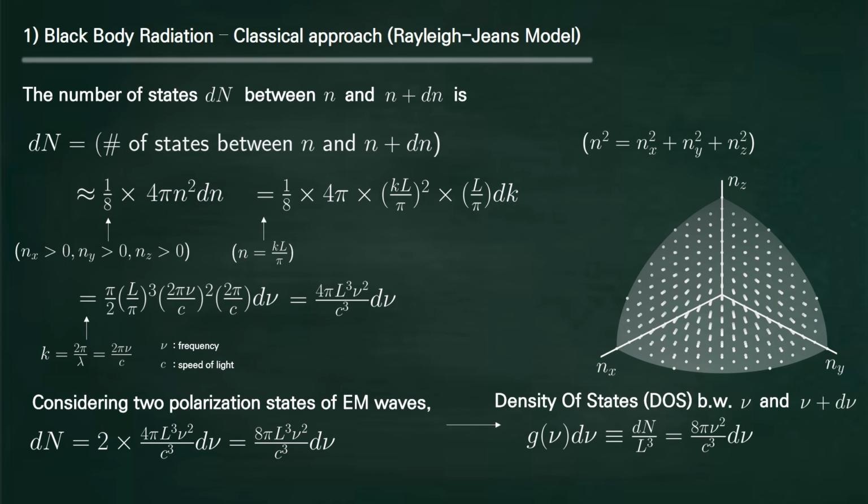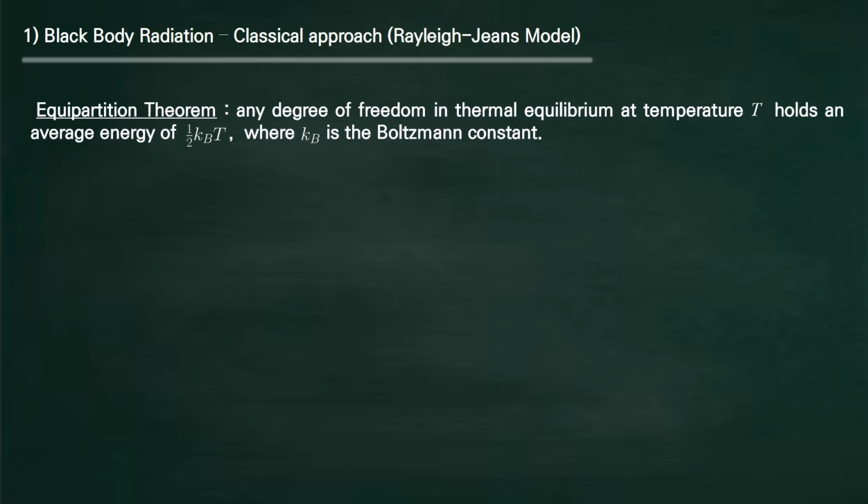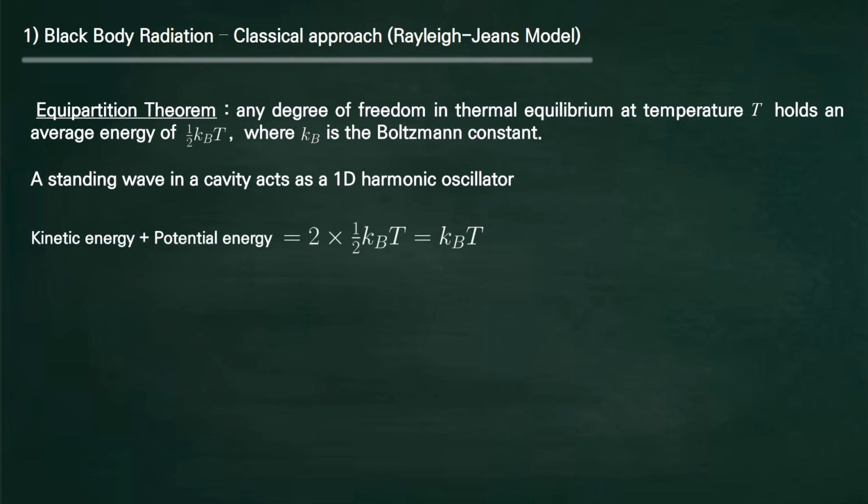Thus, the density of states between nu and nu plus d nu is given by g of nu d nu equals 8 pi nu squared over c cubed d nu. Next, according to classical statistical mechanics and the equipartition theorem, each degree of freedom in thermal equilibrium holds an average energy of 1/2 kBT. Since each standing wave behaves like a one-dimensional harmonic oscillator with both kinetic and potential energy, it has 2 degrees of freedom. Therefore, the average energy per wave is exactly kBT.